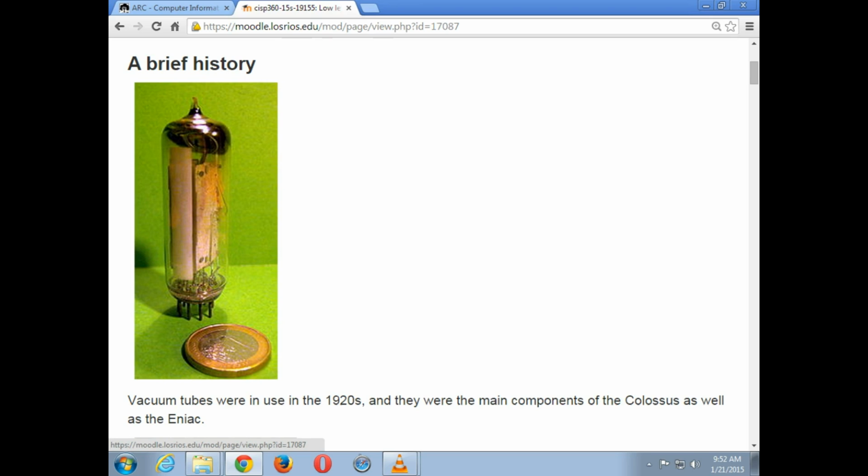So this is just a brief history of mostly the hardware, not the software or the theory, but the hardware of computers. What is this? Looks like a light bulb to me.